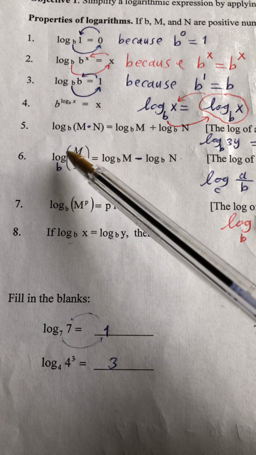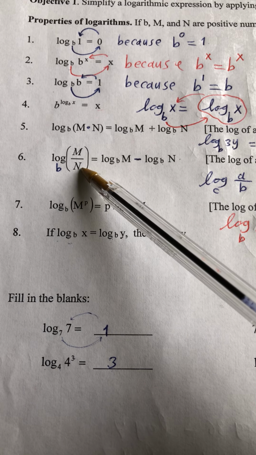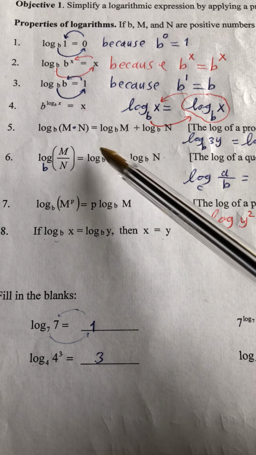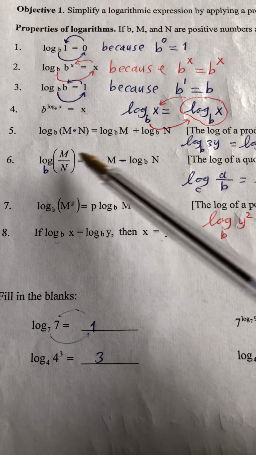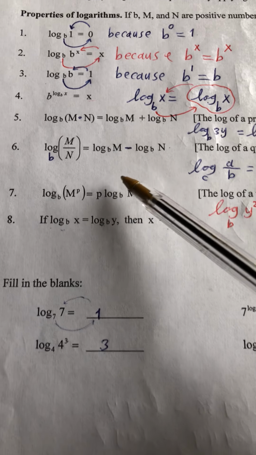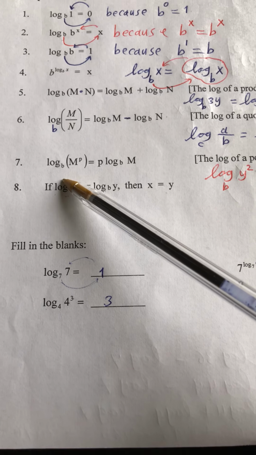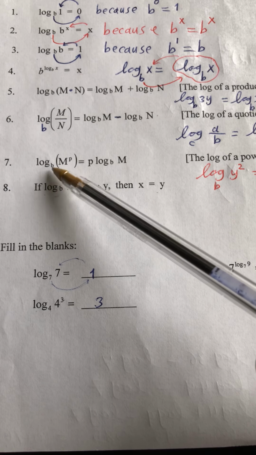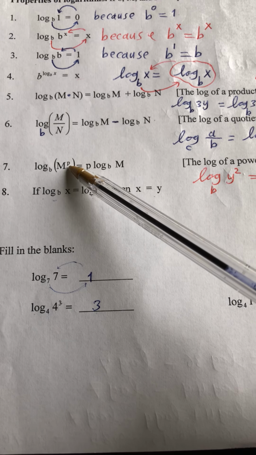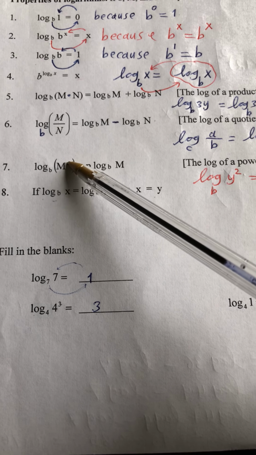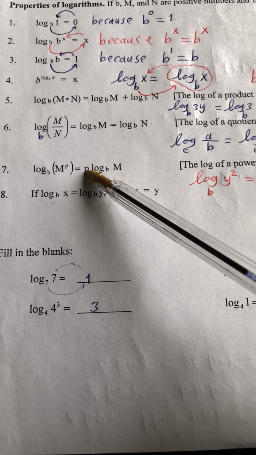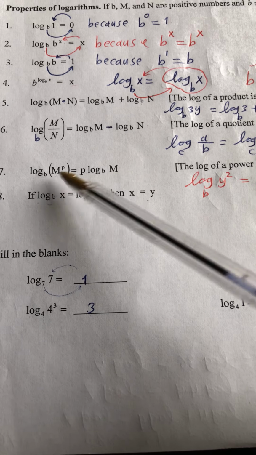6. Log of the quotient, log m over n, is the difference of the logs, so equal log m minus log n with the same base. So if the base is b, we put b. 7. Log of a power, so we have m to the power p is equal to the power times the log. So log m to the power p equals p times log m with the same base, b.